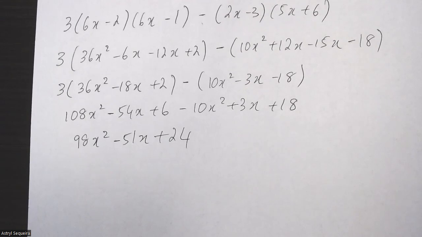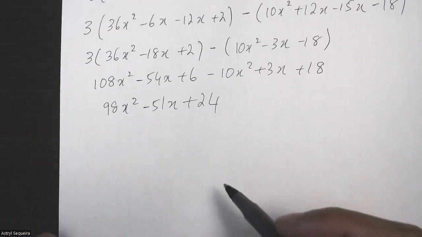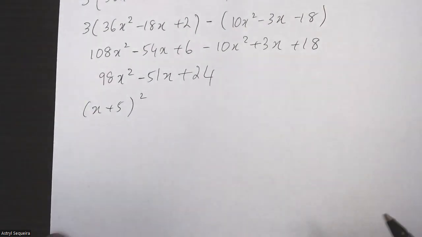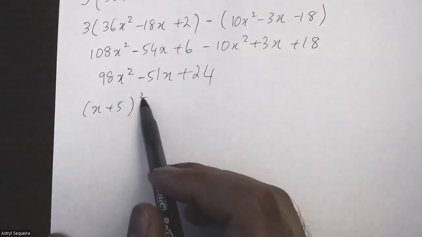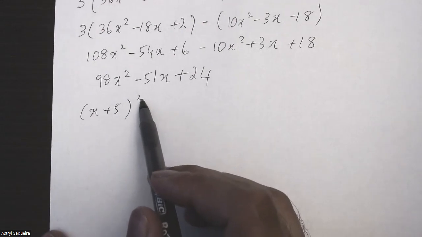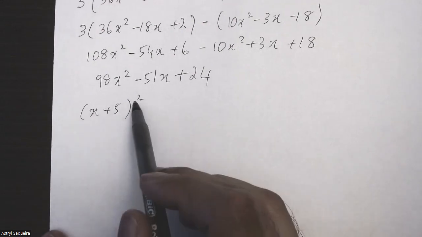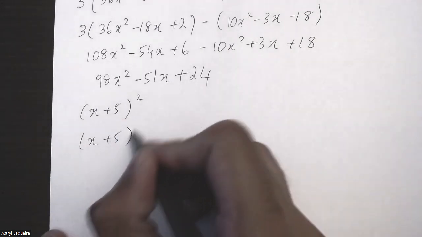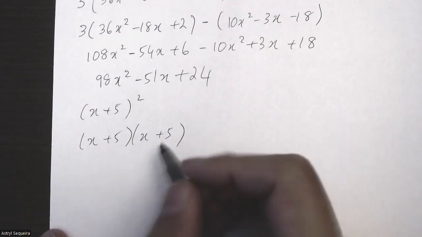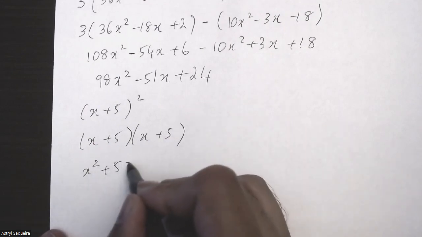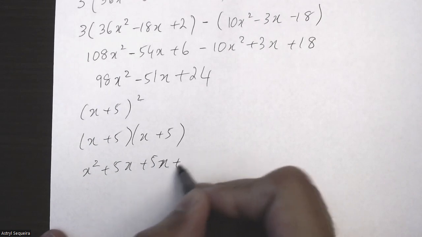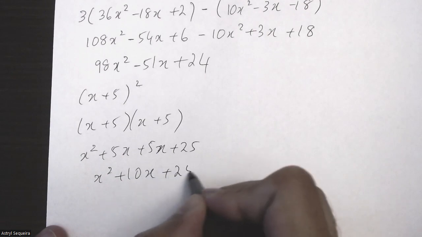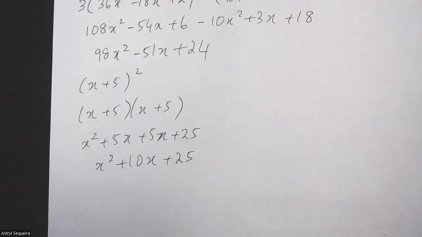Now we can also have some kind of expansion questions that have exponents. So for example, you can have something like (x plus 5) squared. This is actually a very simple question. Just don't make the common mistake of putting the square in and writing x squared plus 5 squared. Instead, make sure to write the bracket out twice and then FOIL it out. x squared plus 5x plus 5x plus 25, which is x squared plus 10x plus 25. So that's the only difference.